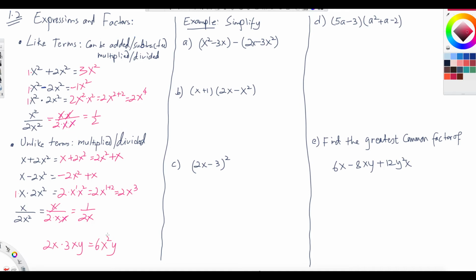The x times x is x squared, and then y, there is nothing there, right? Just y. You can multiply that way too. Okay, let's see some examples.